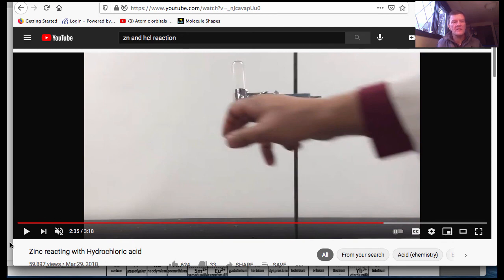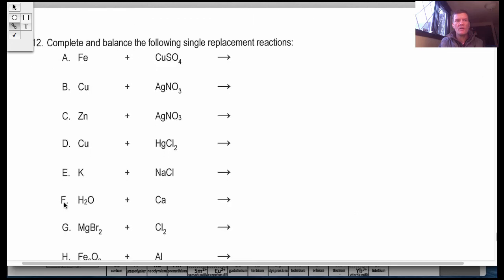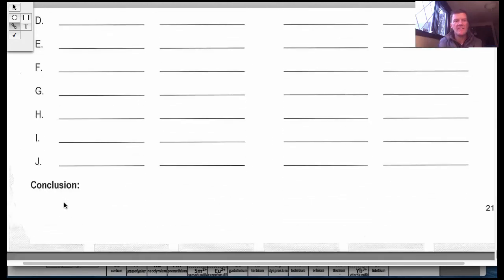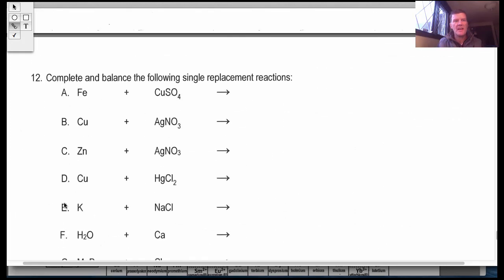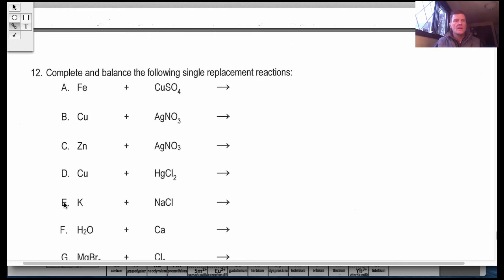All right, so let's do a few more of these single replacement reactions, and then we are going to be done with this lab. All right? So just a few more practice ones here. Here we have a single replacement. How do I know it's single?